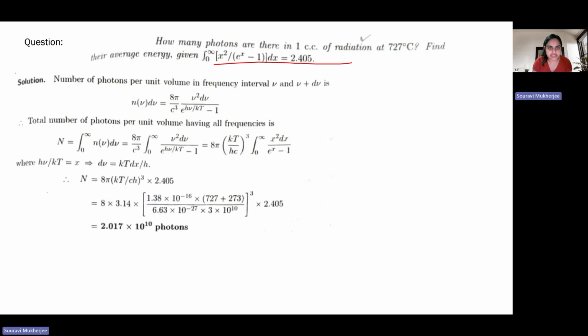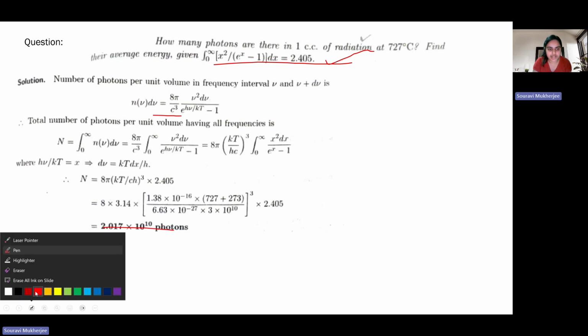So the number of photons per unit volume in some frequency interval nu to nu plus d nu is given as this. It's also coming from Planck's law. Now if you want to find the total number of photons, how will you do it? You'll integrate over all possible values of frequencies. So total N is given as the integral from 0 to infinity of n nu d nu. This is a well-defined integral, and the value is already provided, so you can use that value. That would give you the total number of photons.